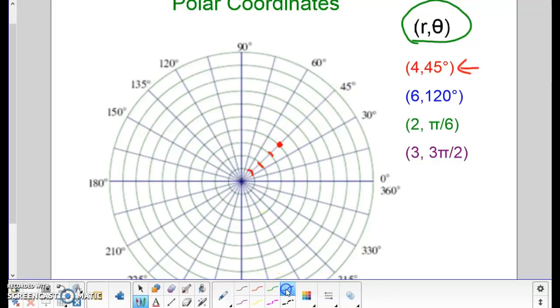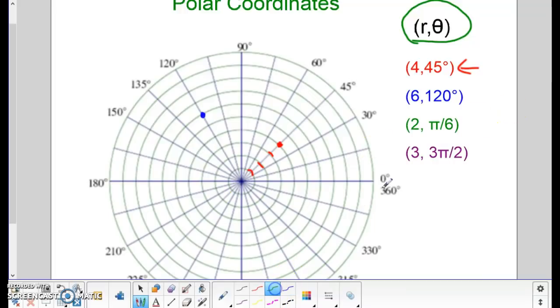If we look at the second point, which is the blue dot, we have to be on the 6th circle from the center, and we're going to be at 120 degrees. So 120 degrees is over here. So we have 1, 2, 3, 4, 5, 6. So our blue point is at 6, 120.